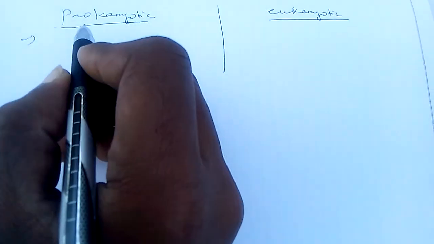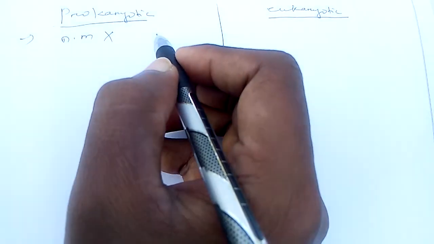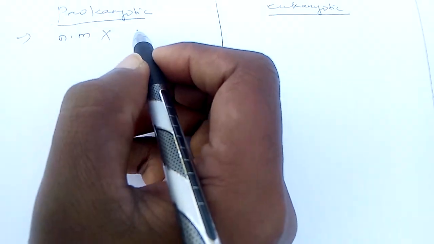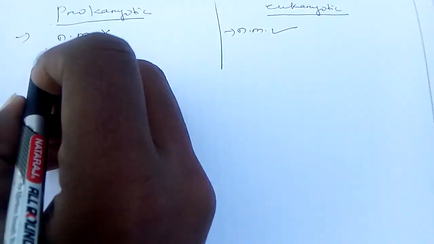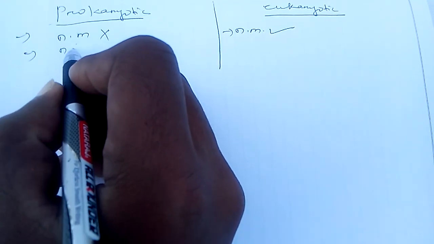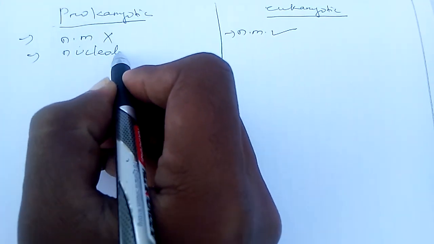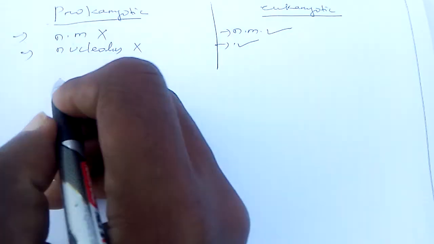So we know till now that in prokaryotic cell nuclear membrane is absent. Write in a complete sentence: nuclear membrane is absent in prokaryotic cell. In eukaryotic cell nuclear membrane is present. Another part of the nucleus, that is nucleolus, is absent in prokaryotic cell. In eukaryotic cell this nucleolus is present.